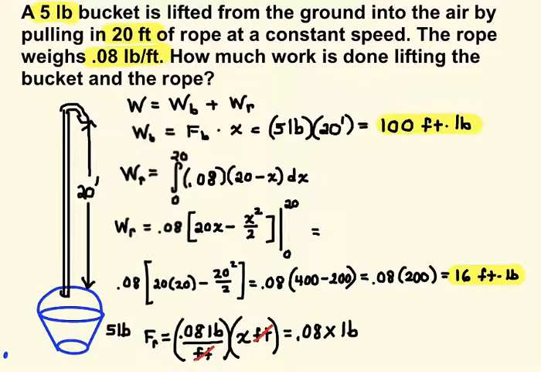So if we want to find out what is the work done to pull the rope and the bucket up, we are going to have to take 100 foot-pounds plus 16 foot-pounds, and our final answer is 116 foot-pounds. And let's box that. That's our final answer for this problem. Here we have it. So we've done 2 spring problems. We've done a bucket problem. We have one more problem left to do. Let's get down to our very last problem.